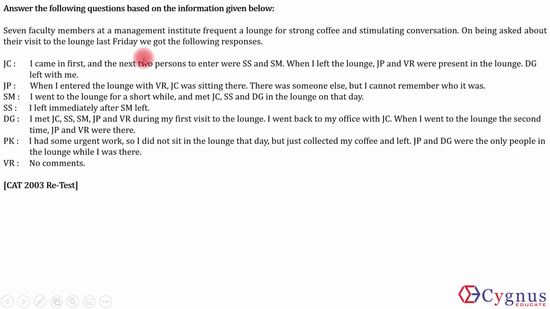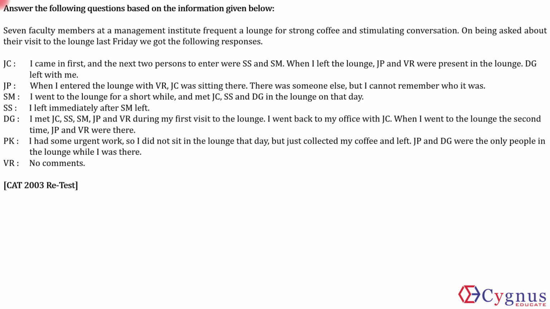So, there are 7 faculty members at a management institute who frequent a lounge for strong coffee and stimulating conversation. On being asked about their visit to the lounge last Friday, we got the following responses. And these are the responses we got from these 7 people. So the 7 people are JC, JP, SM, SS, DG, PK, and VR. VR gave no comments, and there are certain comments which are made by the other 6 regarding when they visited, whom they met, and when they came out of the lounge.